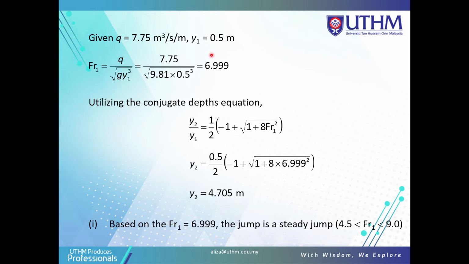Now look at this here. First, the given Q is 7.75 cubic meters per second per meter, and y1 is given here. This is the data given.